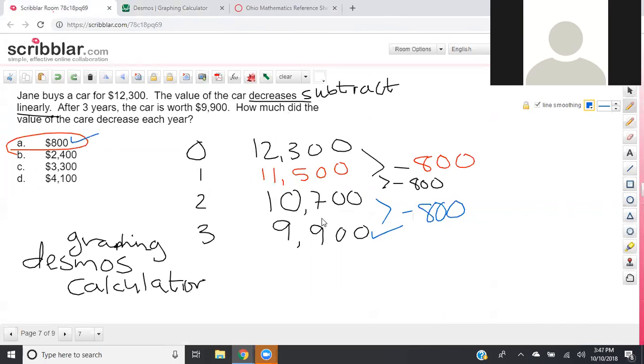If you do want a second option, say you don't want to use the answer choices, a second option would have been to subtract the amounts that you're given. So this is the total.